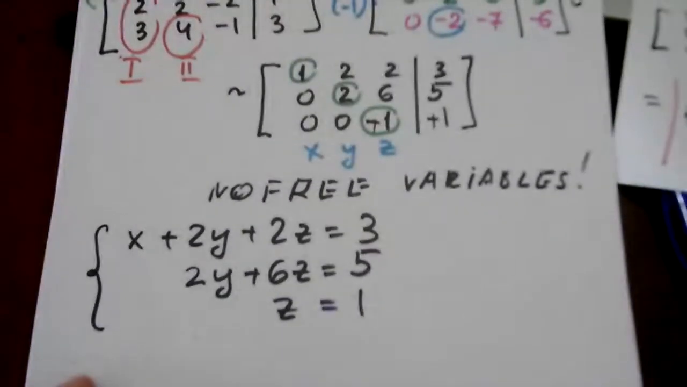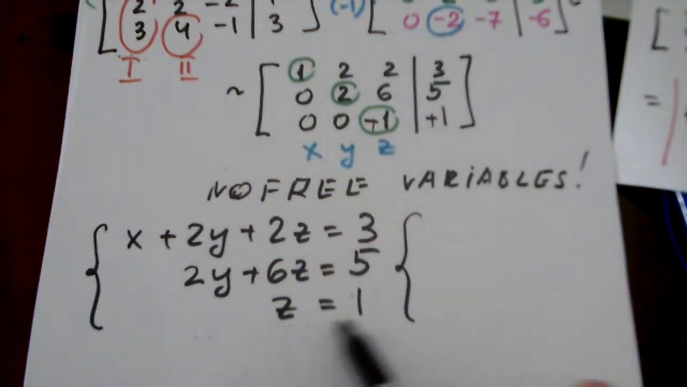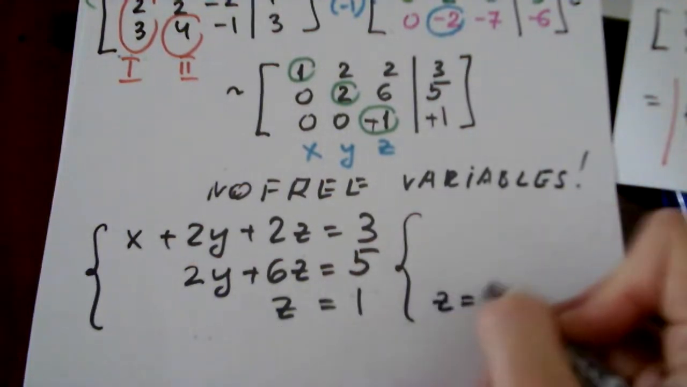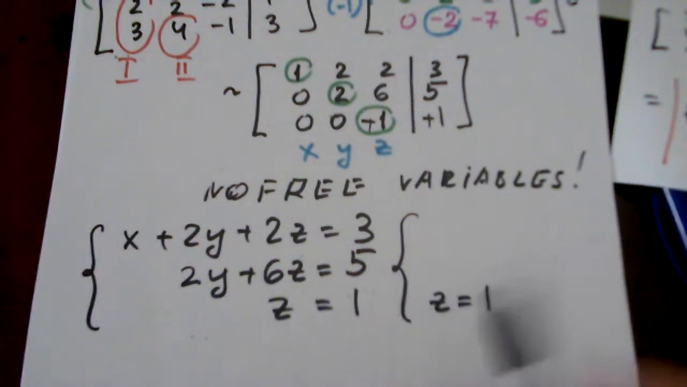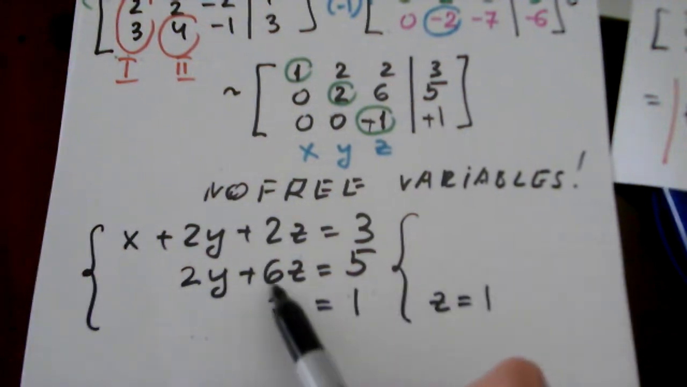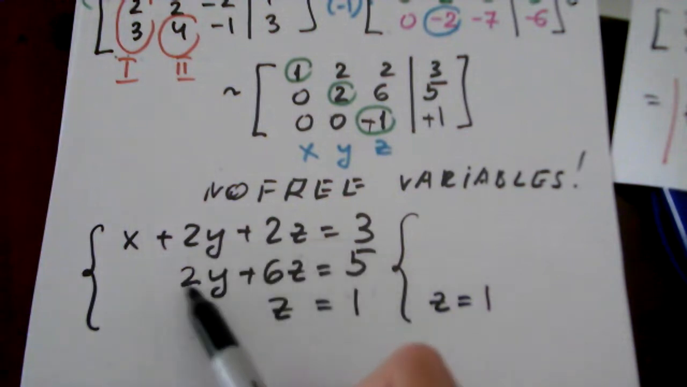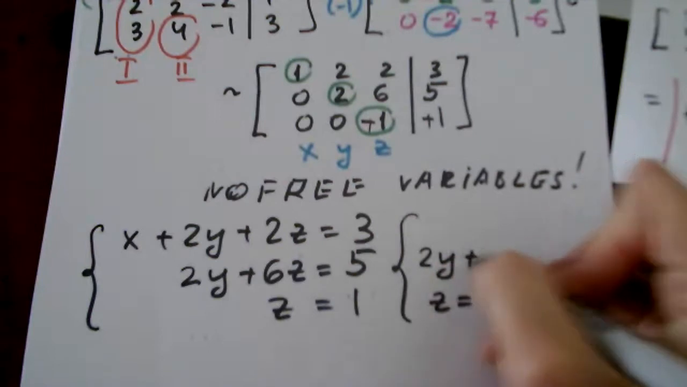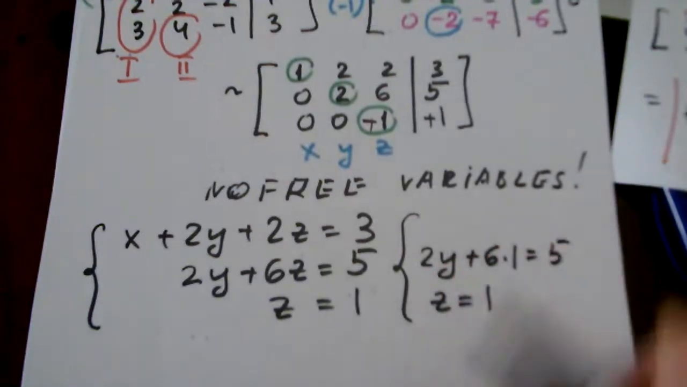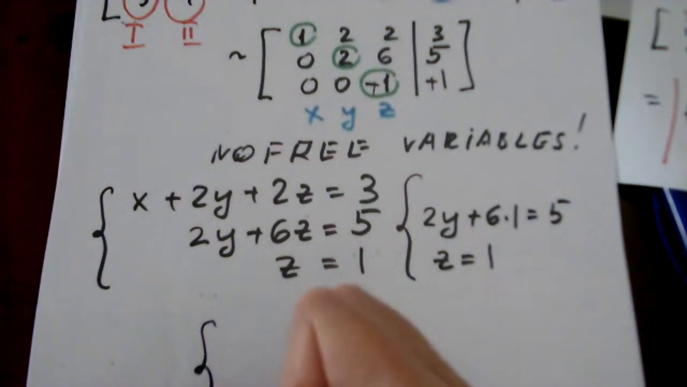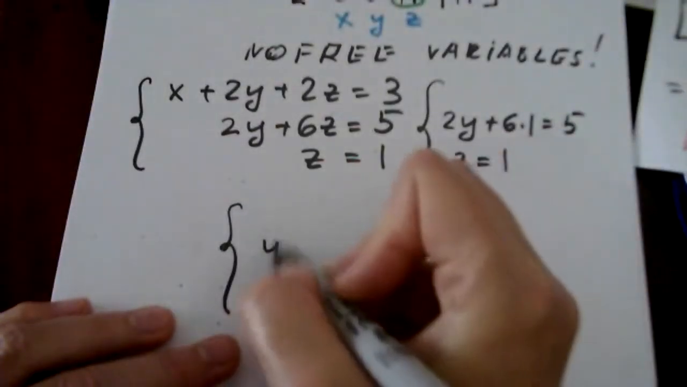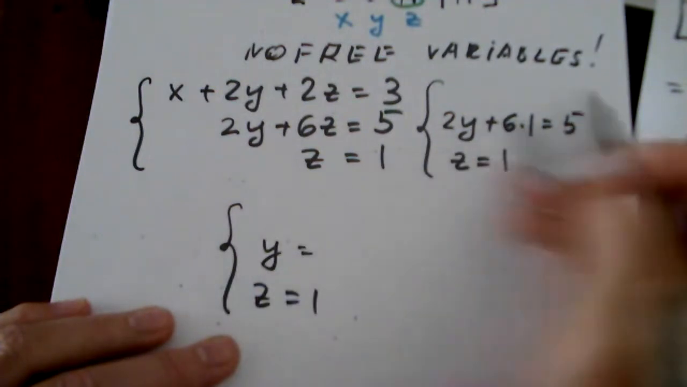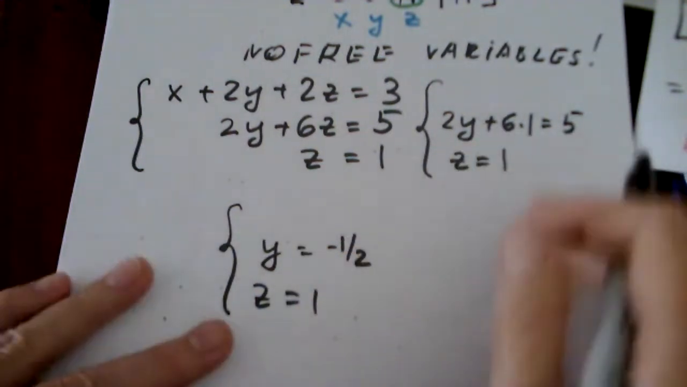The recommendation as to how to solve this problem as efficiently as possible is to start with the bottom equation. In our case, it's been resolved already. We already get the variable z. Then move to the second equation and substitute z into this equation. So 2y plus 6 times 1 is equal to 5. And I'll go immediately to the next step. So we have z is equal to 1 here. And y would be equal to minus 1 divided by 2.